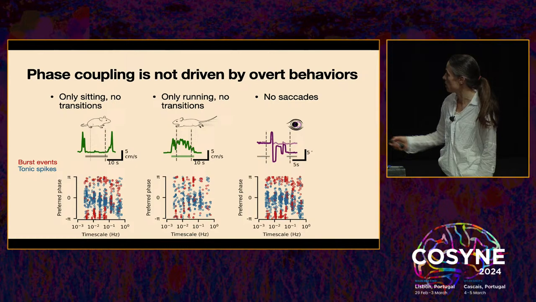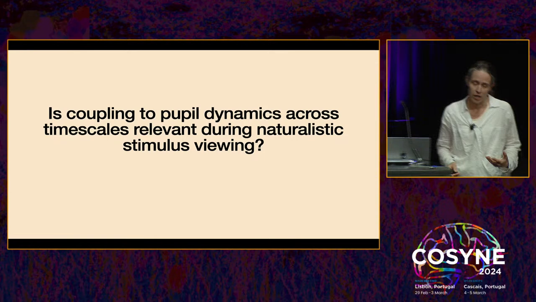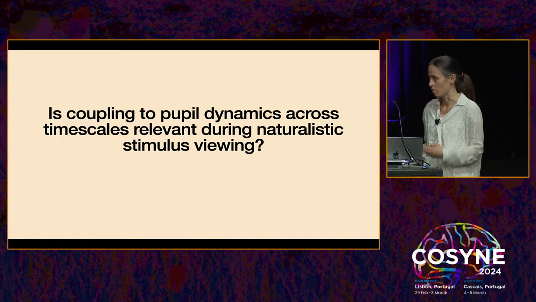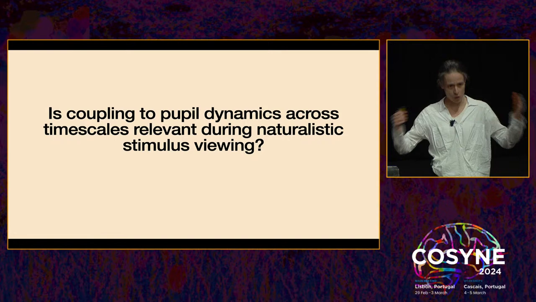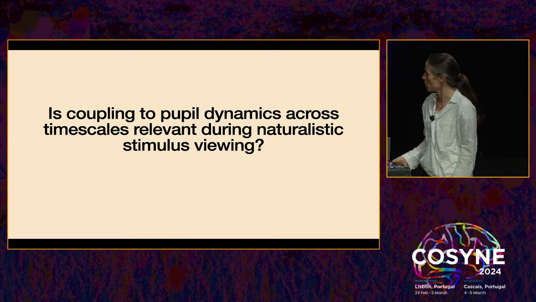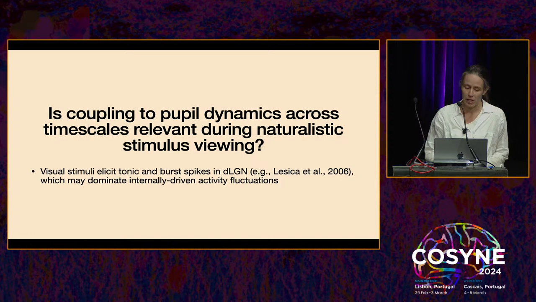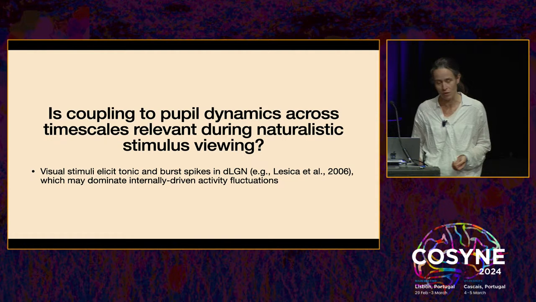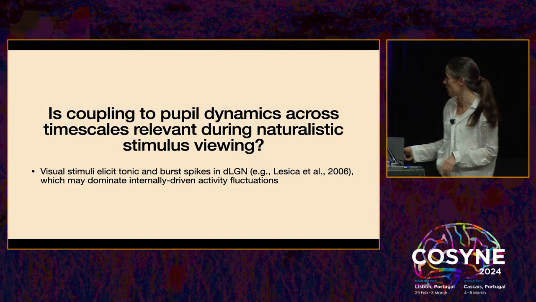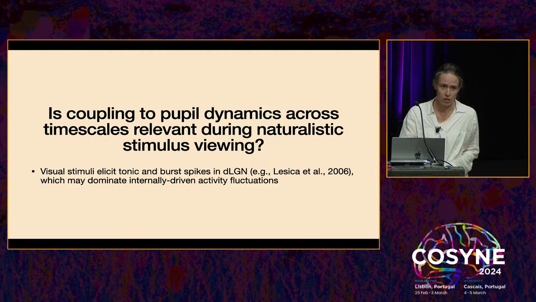All right, so far I've told you about internal state modulations, how they modulate the spiking activity of LGN neurons in the context of a gray-screen condition, so no external visual input. But is this at all relevant during conditions of stimulus viewing? In order to test this, we focused on experiments that were done when the animal was viewing a naturalistic movie. The issue here is that the visual stimulus, because we are in a primary sensory relay of the thalamus, will of course elicit systematic tonic and burst spikes in LGN, and this might dominate some of these internally driven activity fluctuations that I've shown before.